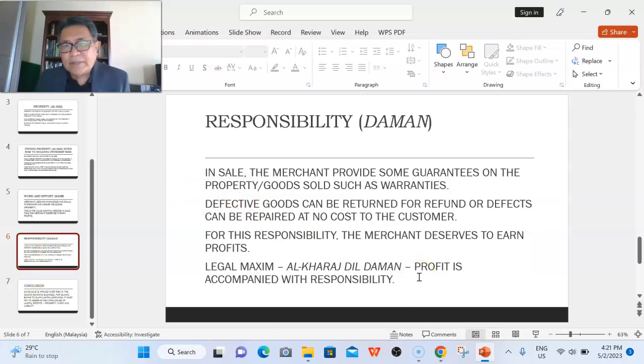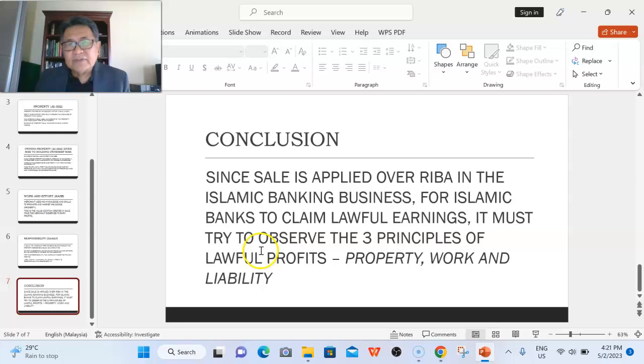And finally, responsibility, daman. In sale, the merchant provides some guarantees on the property sold, such as warranties. Defective goods can be returned for refund, or defects can be repaired at no cost to the customer. For this responsibility or daman, the merchant deserves to earn profit. So this is where the legal maxim, al-kharaj bid-daman, that is profit is accompanied with responsibility, is built. And therefore, in any sale, whether it is a cash sale or deferred sale, the merchant is responsible for what he sells.